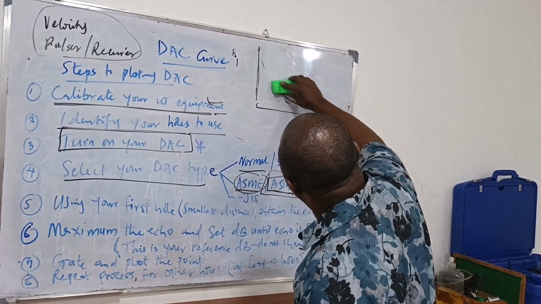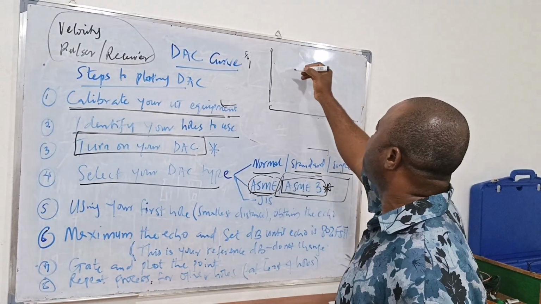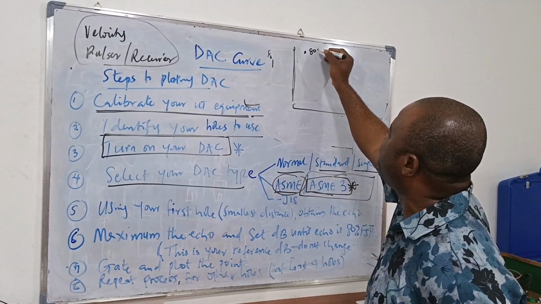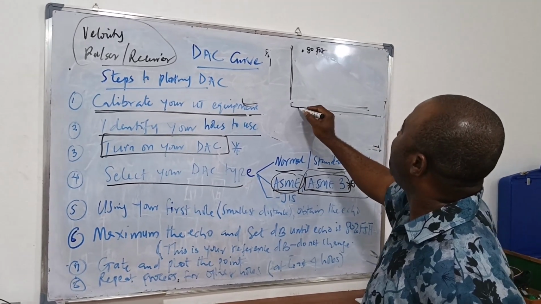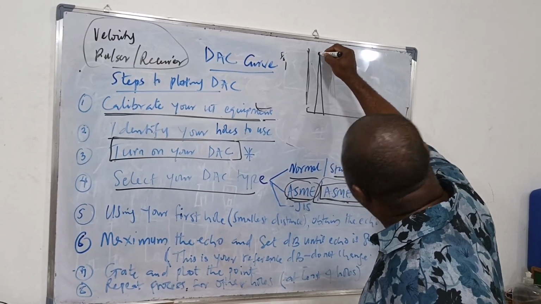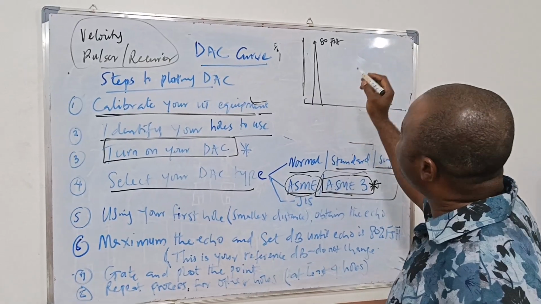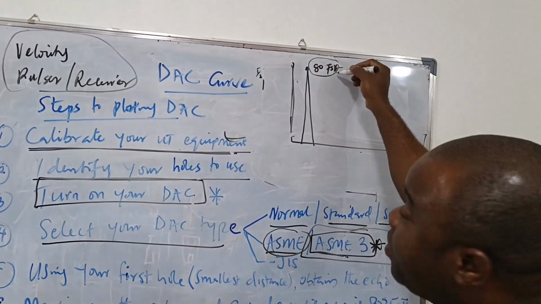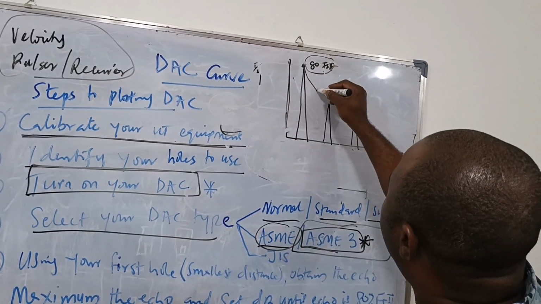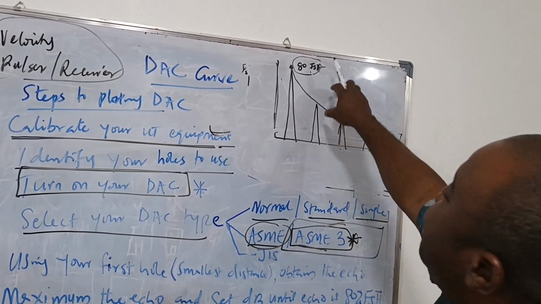So this is what happens. When I plot my initial DAC curve, as you can see below, we will plot it to what we call the 80% full screen height. Which means the echo gets to 80% and we set this point. We go to the next one. The assumption is that this 80% full screen height is controlling the other ones. So that gives us one curve. One curve. This is 80%.